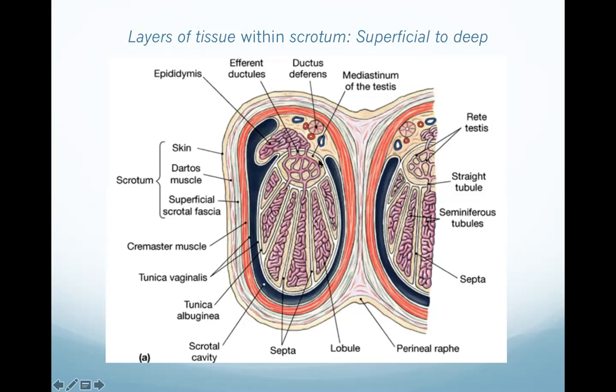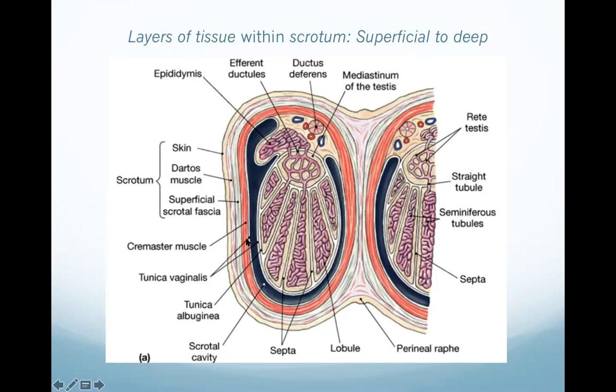Now the testis has to be able to move, so it's in a cavity. And of course, lining that cavity is going to be a visceral and a parietal layer. So I should say a parietal layer lining the cavity. So that's this right here. That's the parietal layer. And then we have a visceral layer actually covering the testis, so the testis can move. So this is technically the scrotal cavity where the testis is located. We have it lined with a parietal layer. Then we also have the testis covered with a visceral layer.